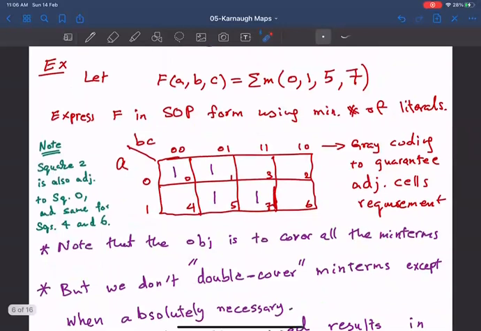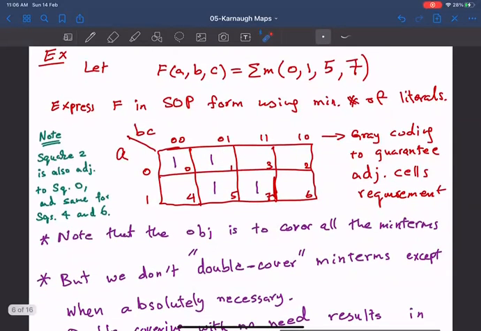All right, one thing that you need to remember is that for grouping the ones, we group the adjacent ones together. But you have to make sure that you don't double cover a one more than once unless absolutely necessary. If it's not necessary, then you may introduce redundant terms into your function. So here, for example, I can take this and this as one group. These 1 and 1 I can group together because they are adjacent, and it is a power of 2, and it is a rectangular shape. And these two also I can group together.